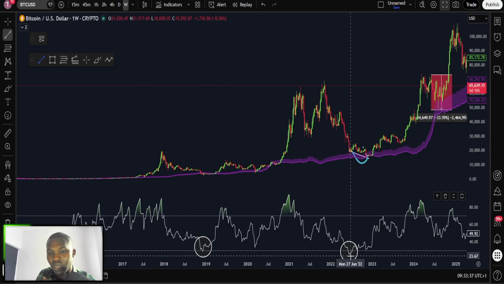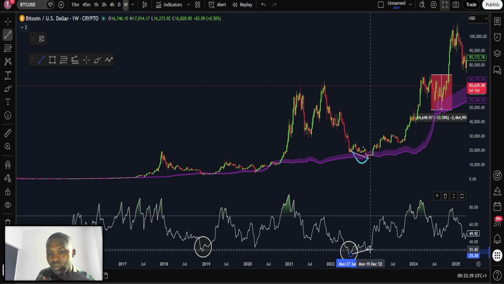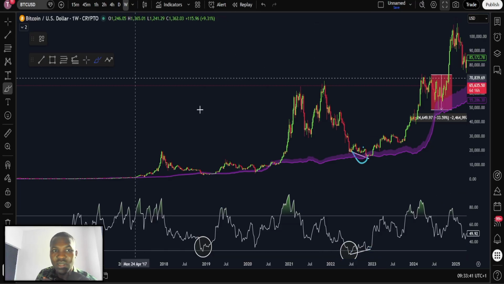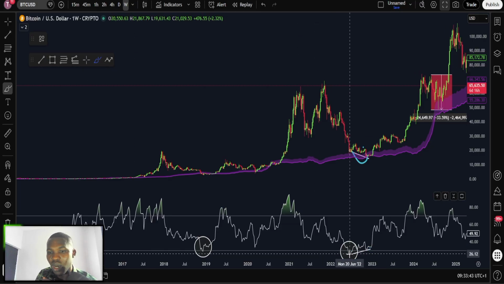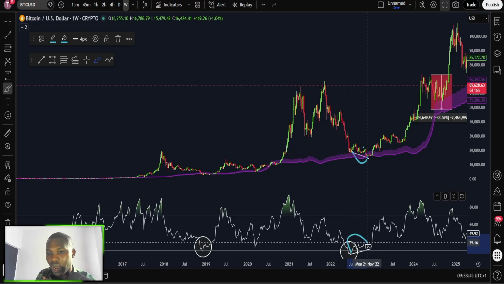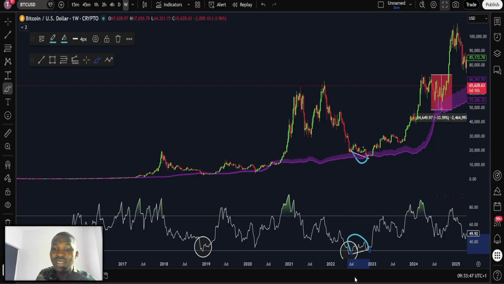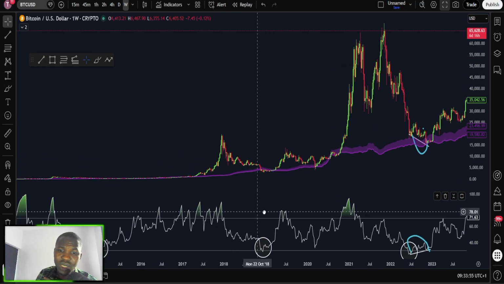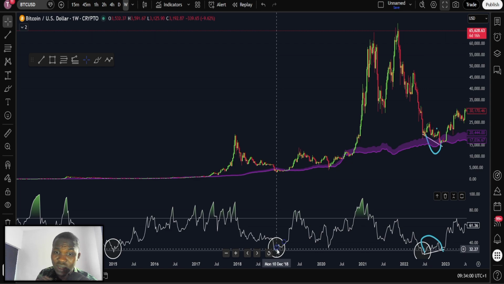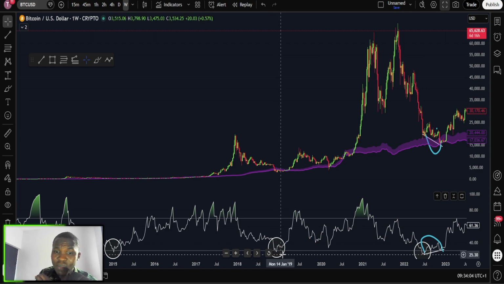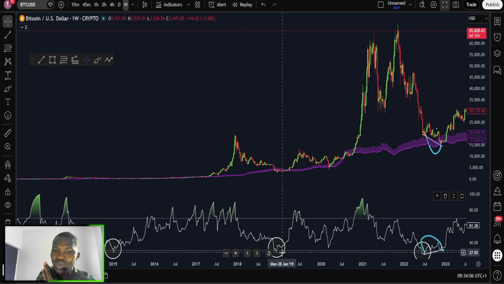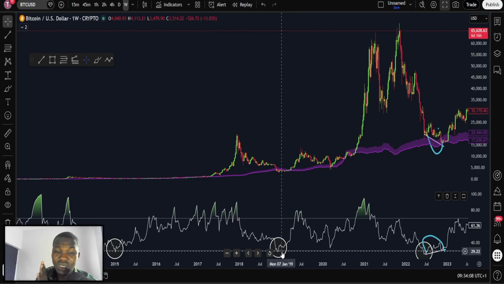Right here on the RSI, we saw the price creating a higher low. So currently, what I'm seeing right now is that we are already at the bottom, or currently we are forming the bottom right now. And also, if we take a look back here in 2018, you can also see when the weekly RSI fell below this oversold region here, this was when the bottom of BTC was formed.